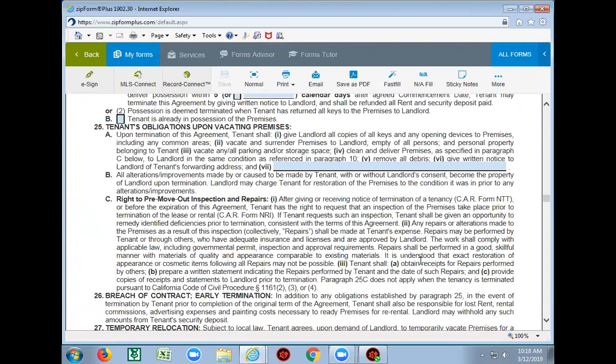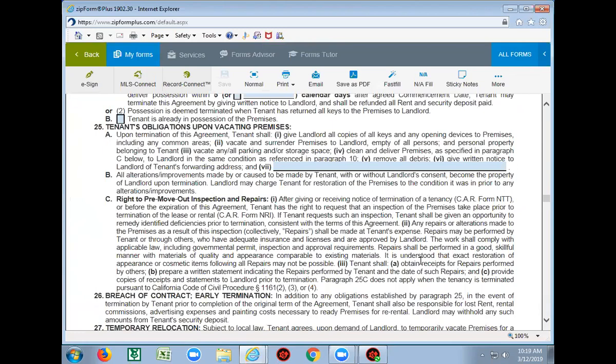4. Clean and deliver premises specified in paragraph C below to the landlord in the same condition as referenced in paragraph 10. So what it's telling you, later on you will cover the move out inspection or repair. That means when I deliver the unit, whatever the condition to you, you're supposed to return the same condition. So if the carpet is dirty, you have to steam clean, unless you lived there more than 5 years. Painting, same thing, like I mentioned last time, depending on how long you stay. And number 5, remove all debris.